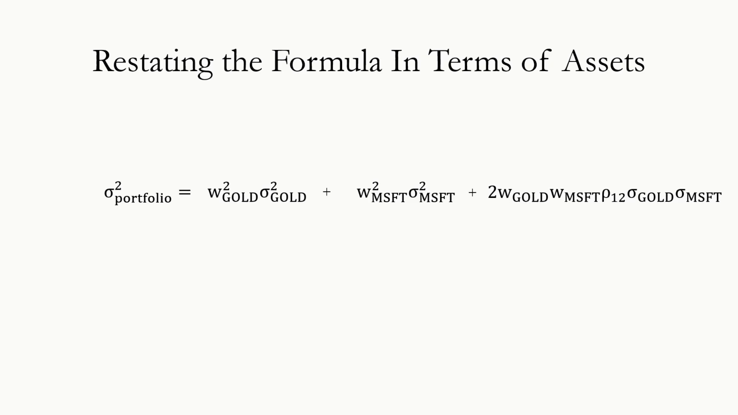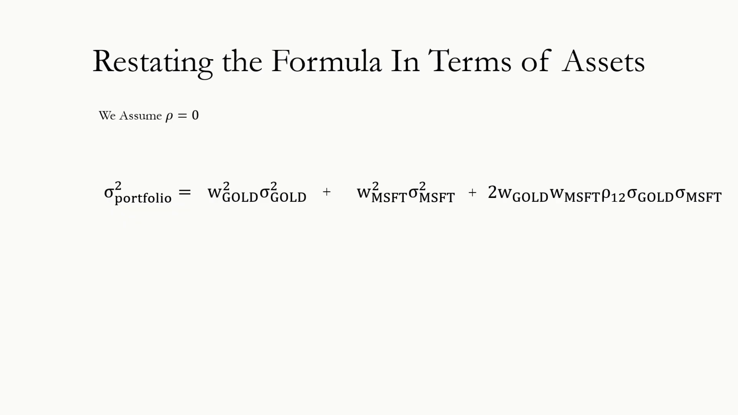So I'm going to restate the formula that we saw earlier, but in terms of the assets. So you see the sigma squared portfolio is equal to the weight squared gold, sigma squared gold, same with Microsoft, and then that 2 times weight gold, weight Microsoft, and the rho 1,2, sigma gold and sigma Microsoft. Okay, so I restated it for this exercise.